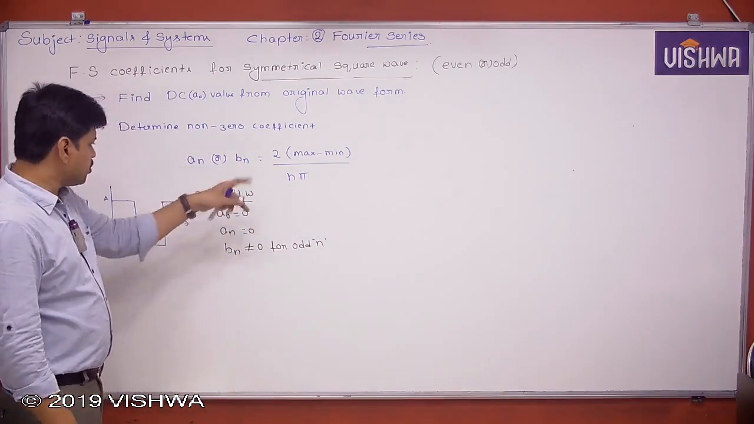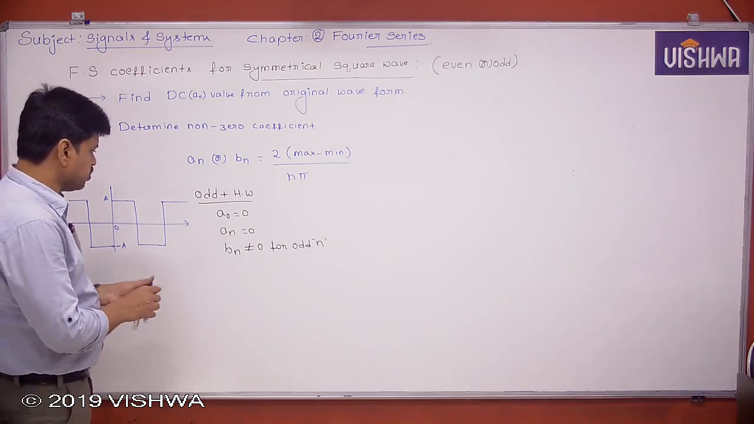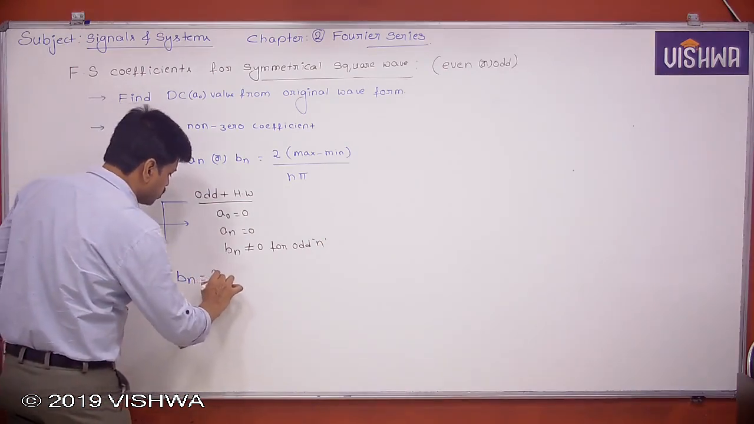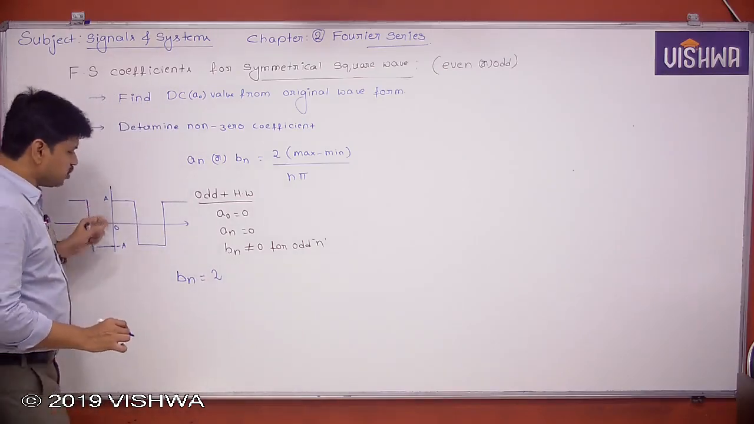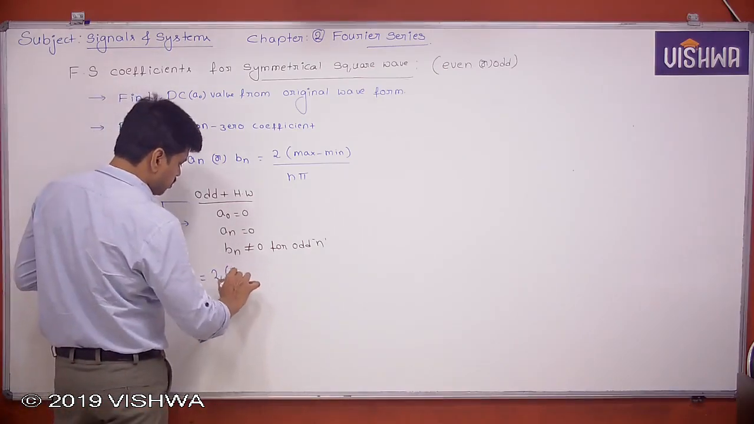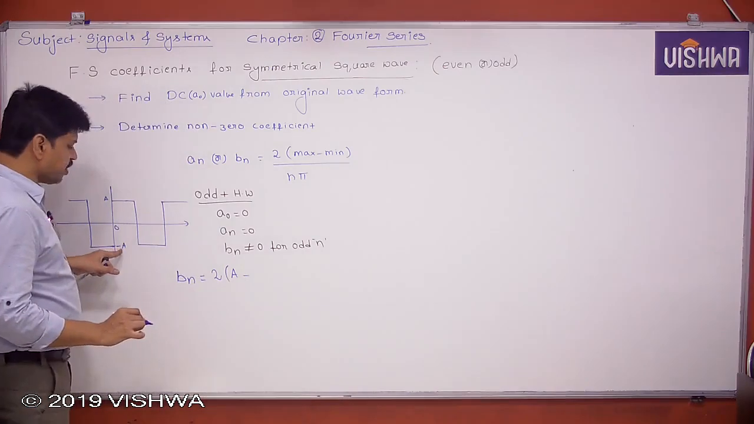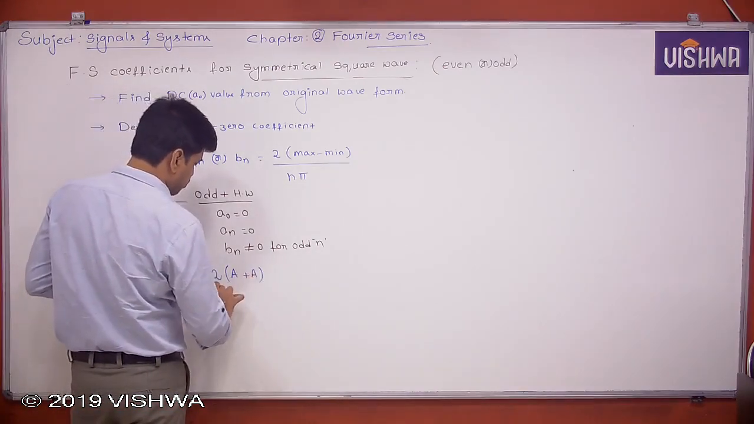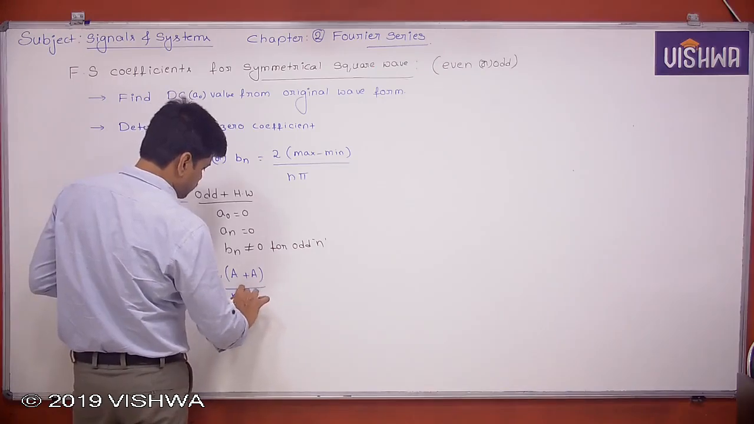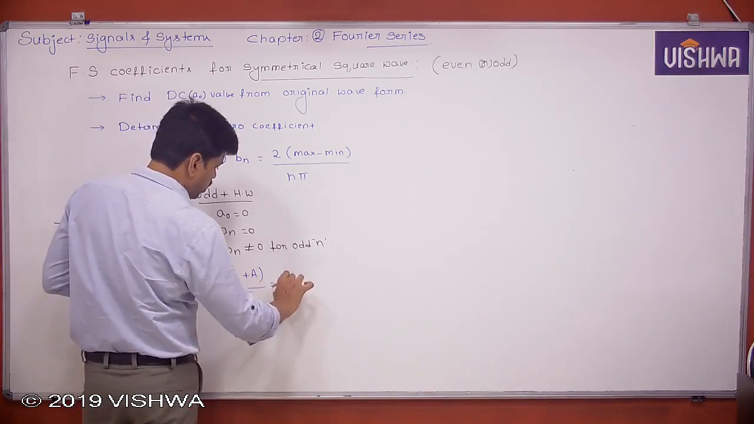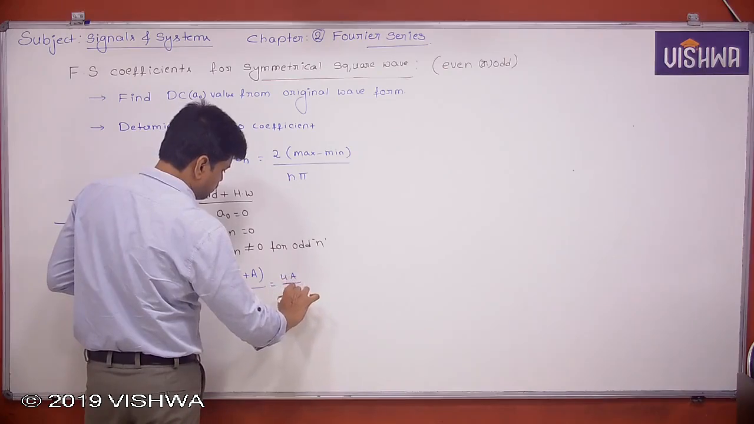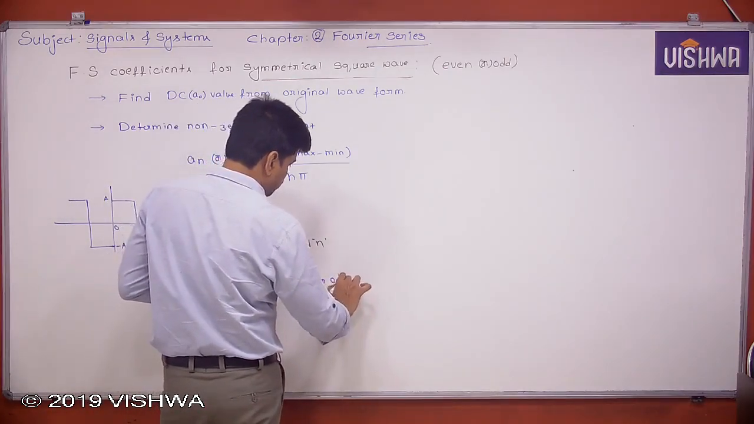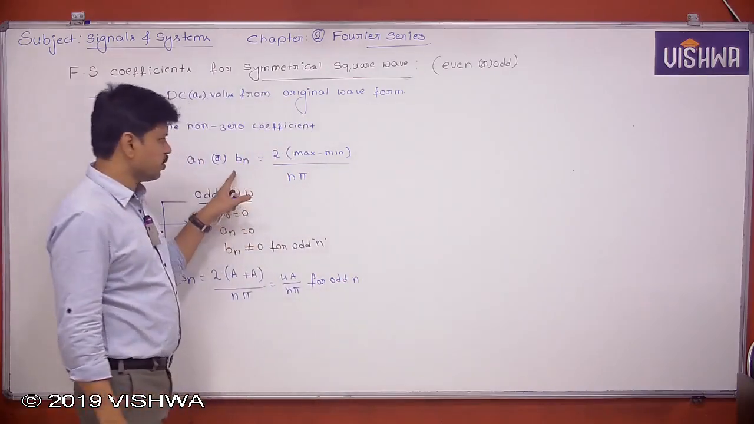So from this formula, if I calculate the Bn value directly: 2 into the maximum value, A, minus the minimum value, minus A. So minus of minus is plus A, by n pi. So this is going to be 4A by n pi for odd values of n. So this is the formula you have to remember.